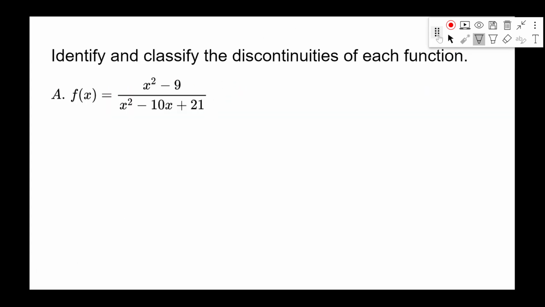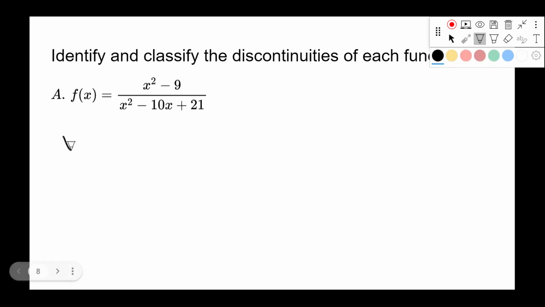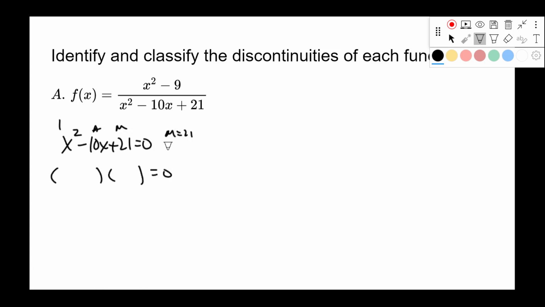So let's identify and classify the discontinuities of this first function. We have x squared minus 9 over x squared minus 10x plus 21. What we're going to do is set the denominator equal to 0, right? That's where I find my discontinuities. So I am going to factor that. Find me the two numbers that multiply to be 21 and add up to negative 10. That's going to be negative 3 and negative 7. So this will factor as x minus 3 times x minus 7 equals 0.